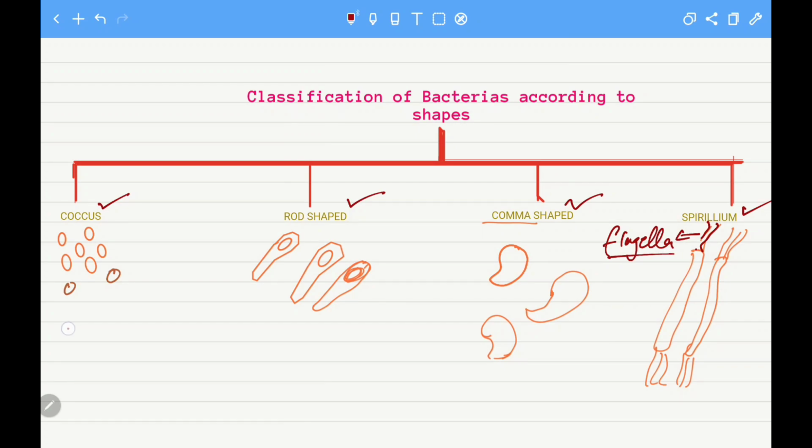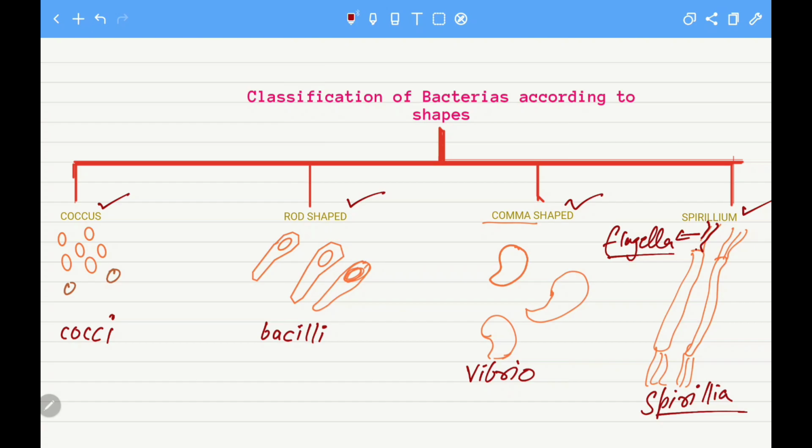Next, the common name for coccus is cocci, for example, Staphylococci bacteria. Next is rod-shaped. The common name for rod-shaped is bacilli. Comma-shaped are known as vibrio, and spirillum are spirilla. So in this way, the classification of bacteria according to shapes is given. First one is coccus, then rod-shaped, then comma-shaped, and then spirillum. This is according to their structure only.